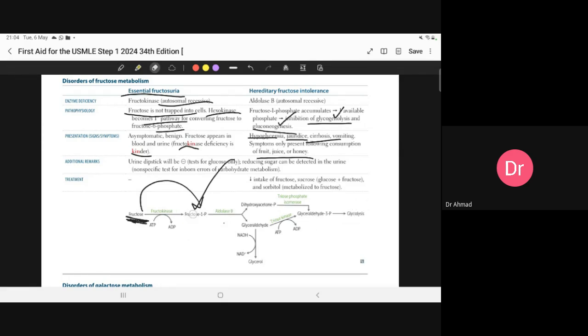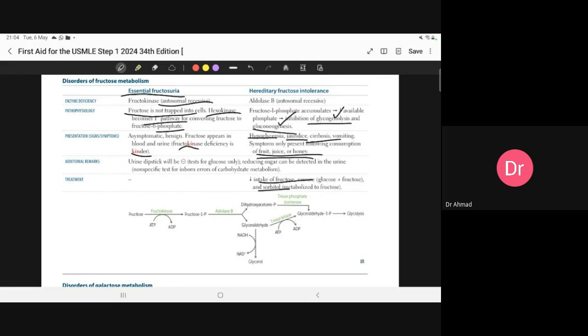And how do you treat a benign disease? You do not need treatment, but of course, for your fructose intolerance, you need to decrease eating these fruits, juices, and honey. So decrease intake of fructose, sucrose, and sorbitol, because sorbitol is ultimately metabolized to fructose. We will come and talk about sorbitol in detail afterwards.